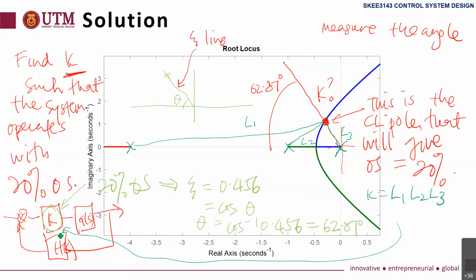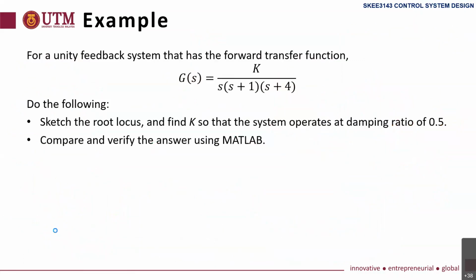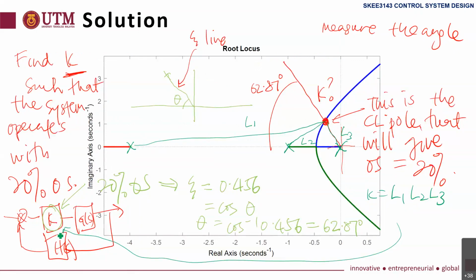This is how we design a simple gain adjustment in order to get the desired specification. In here, the desired specification is 20% overshoot. Any question?